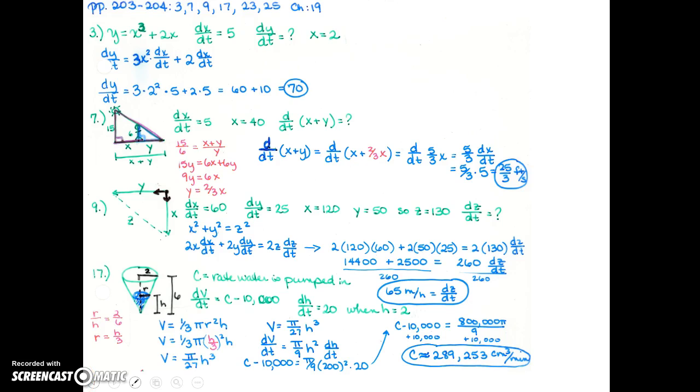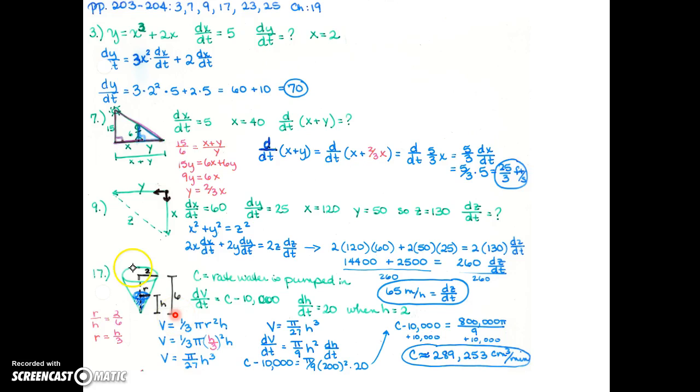All right, so it says that water is leaking out at a rate of 10,000 centimeters cubed per minute. At the same time water is being pumped in, and we're trying to find the rate at which the water is being pumped in, that's going to be my unknown. C is going to be the rate at which the water is being pumped in. So if I take what's coming in minus what's going out, that's going to be the rate of change of my volume. Then it says the tank has a height of 6, so we've indicated that over here.